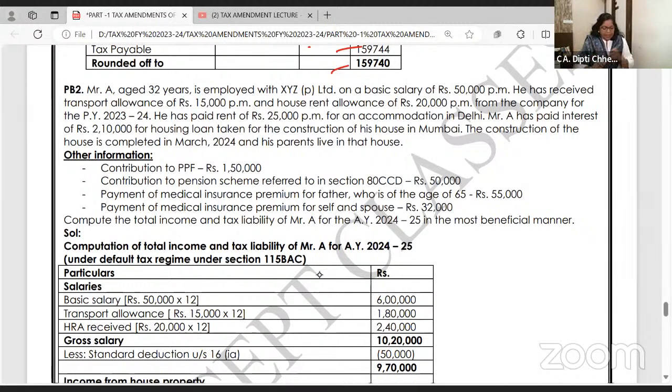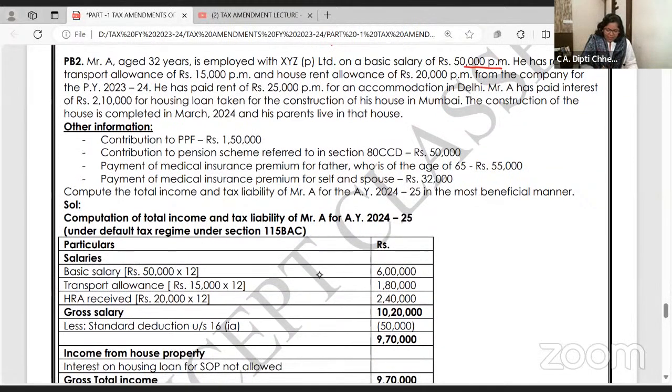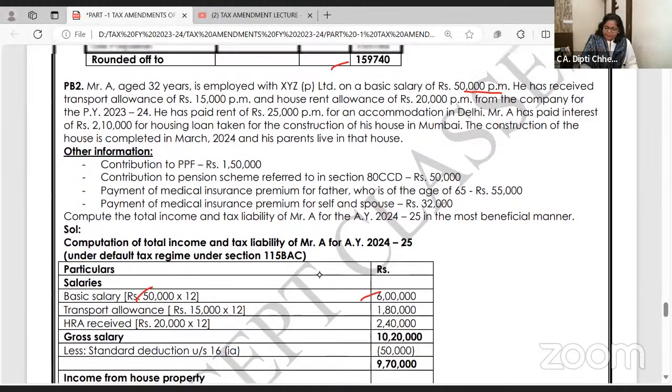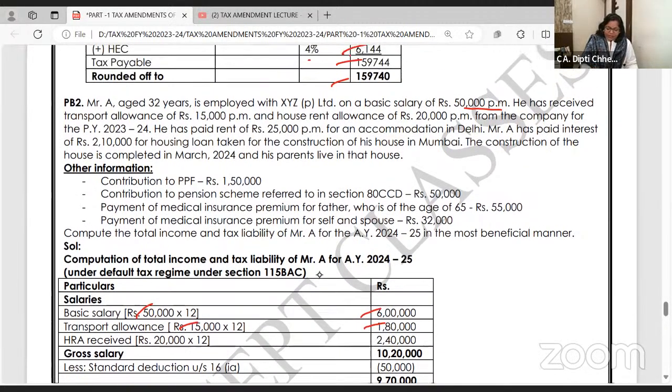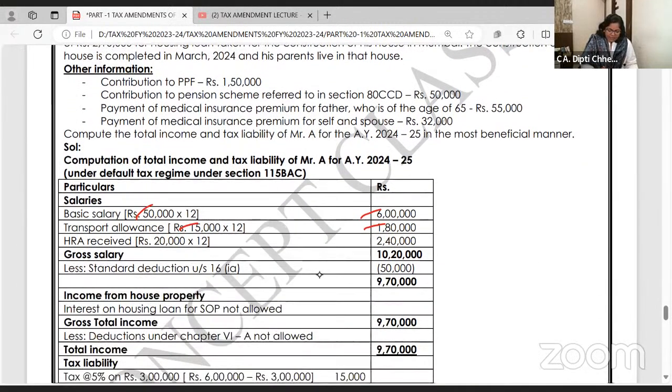Okay. See, Mr. A aged 32 years. Anyhow, age doesn't matter, because if you're paying taxes per default tax regime, even if Mr. A is 82 years, he will get 3 lakh basic exemption. So he's working with basic salary 50,000 per month. So 6 lakh. He has received transport allowance of 15,000 per month. So 1,80,000. House rent allowance he has received 20,000 per month.